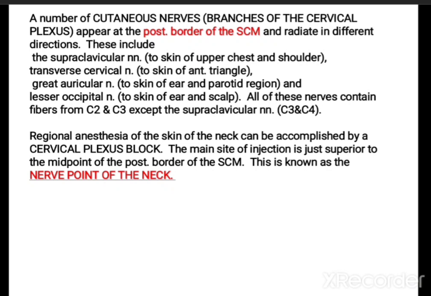These are the supraclavicular nerve, which is supplying the skin of the chest and the shoulder. Transverse cervical nerve, which is supplying the skin of the anterior triangle. Great auricular, the skin of the ear and the parotid region. Lesser occipital nerve, which is supplying the skin of the ear and the scalp. All of these nerves contain fibers from C2 and C3 except the supraclavicular nerve.